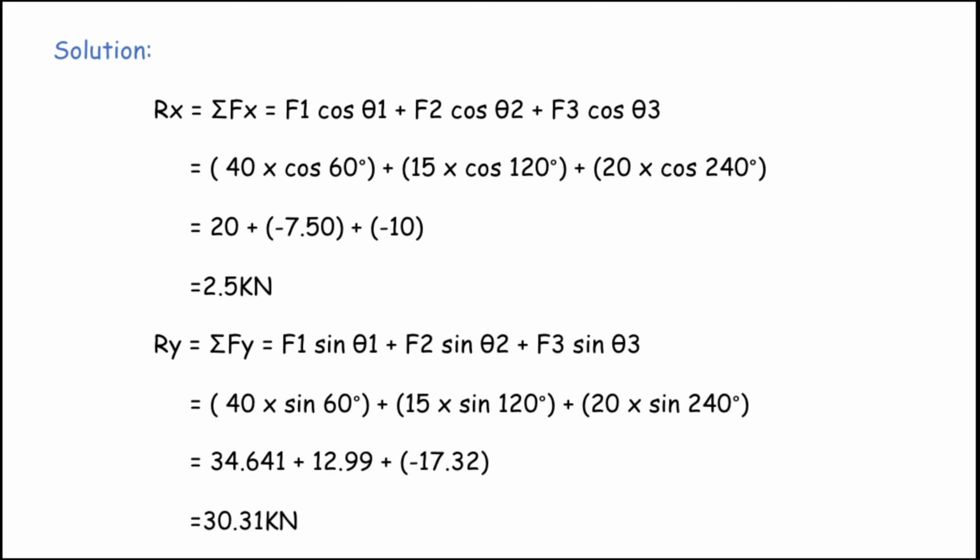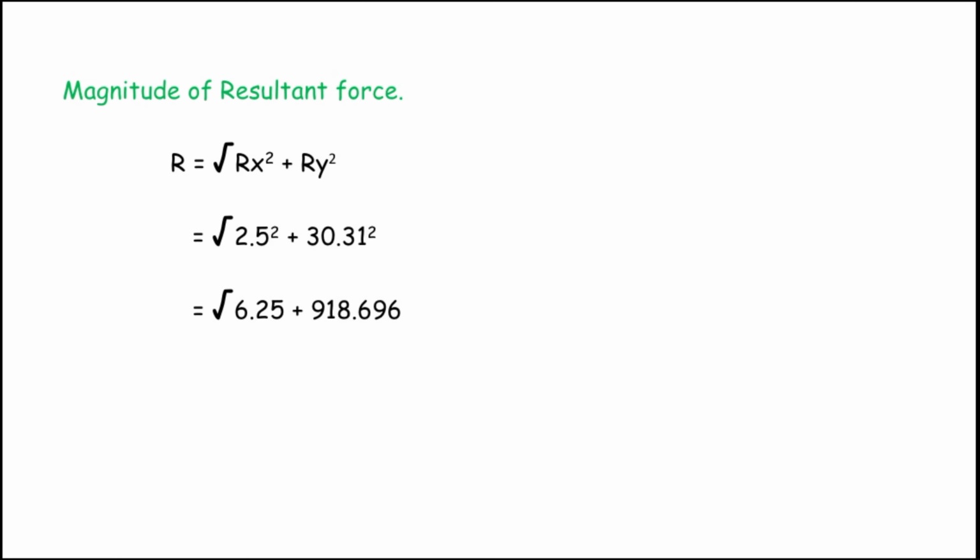We have to find the total resultant. So R equals root of Rx square plus Ry square. We substitute the values of Rx and Ry here: root of 2.5 square plus 30.31 square. The square values give root of 6.25 plus 918.696. The summation is root of 924.946. The root value is R equal to 30.412 kilonewton. We found the value of the resultant.